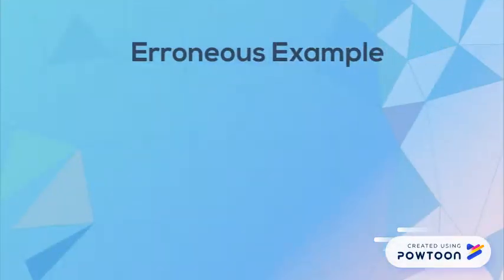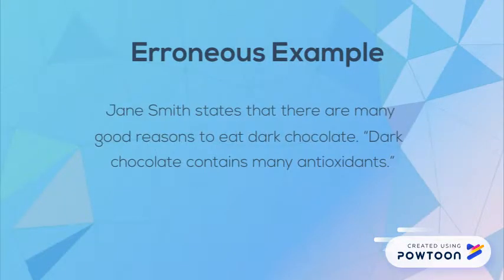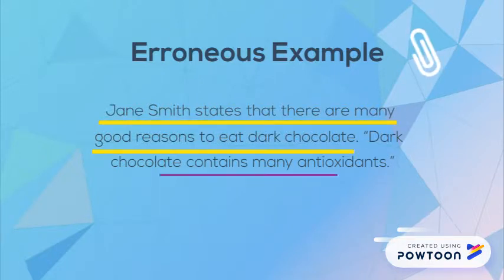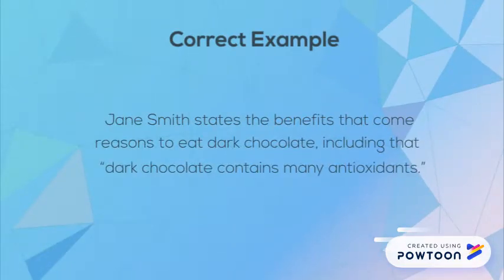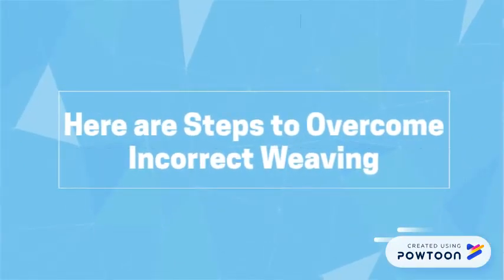Here's an example of improper weaving. Notice that there are 2 separate sentences here, one of which is simply the quote. You should never separate your quote from the main sentence, otherwise the reader may have a difficult time understanding your argument. To fix this problem, you can simply make the quotation part of your sentence without any excess punctuation and by surrounding it with your own words. So, here are some easy steps to overcome improper weaving.